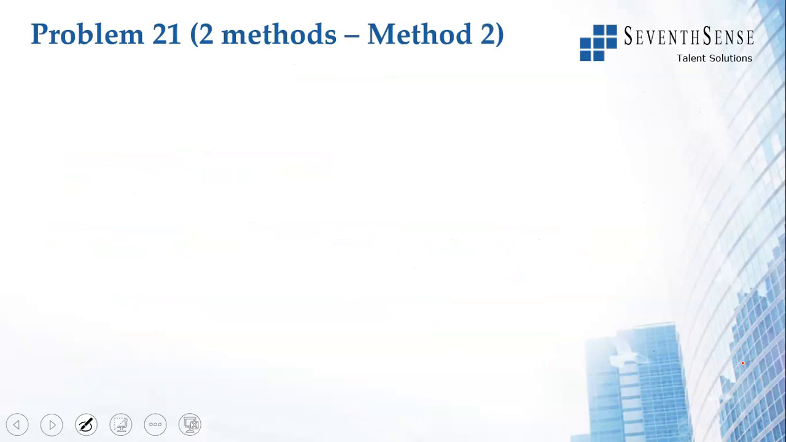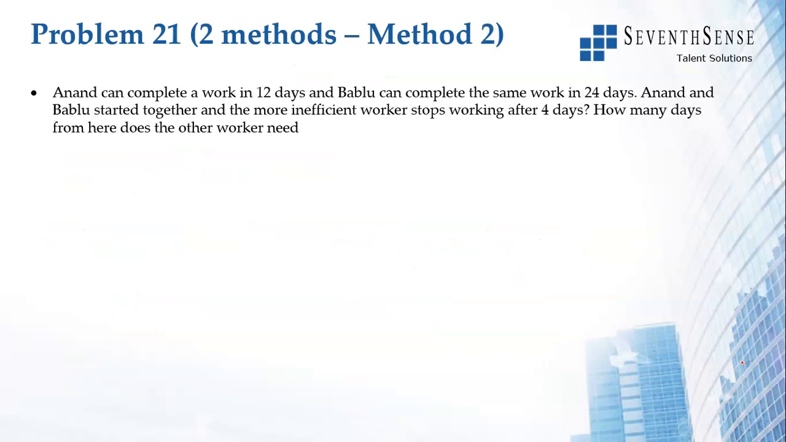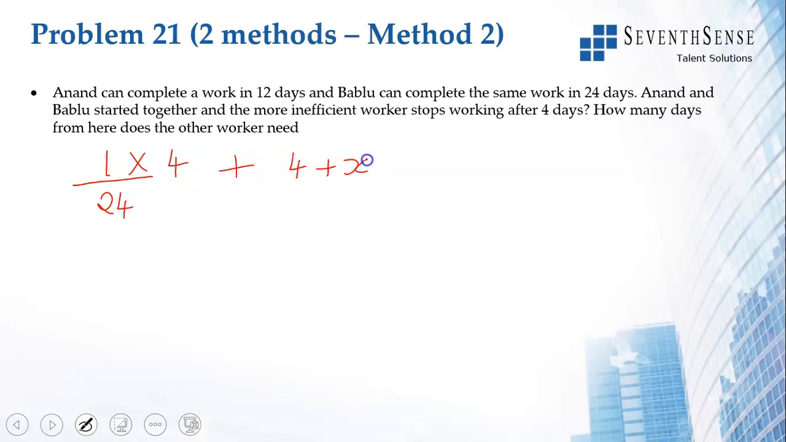Let's look at another method. Anand and Bablu, the same question. So Bablu would work for 4 days. In 1 day, Bablu does 1 by 24. In 4 days, Bablu does this into 4. Plus, Anand is working for 4 days for sure, plus another X days, this by 12.